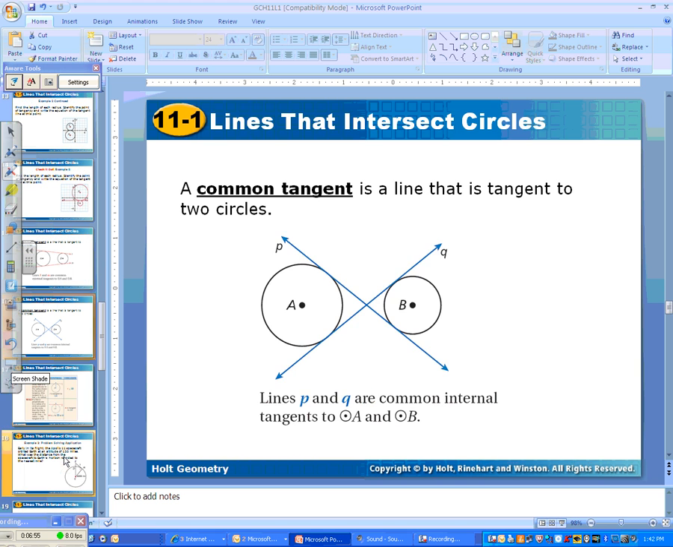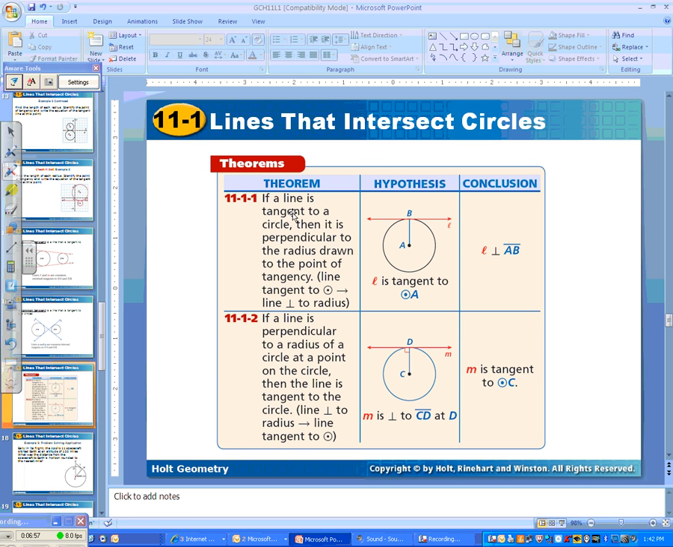Okay? Some more vocab. I'm sorry, some theorems. If a line is tangent to a circle, then it is perpendicular to the radius drawn to that point. Super, super important. And this is how you would write it in a proof. Yes, we're not done with proofs. You'd say line tangent to a circle, therefore the line is perpendicular to the radius. Okay? So, super important. This is going to help us out with the word problems we're doing next.